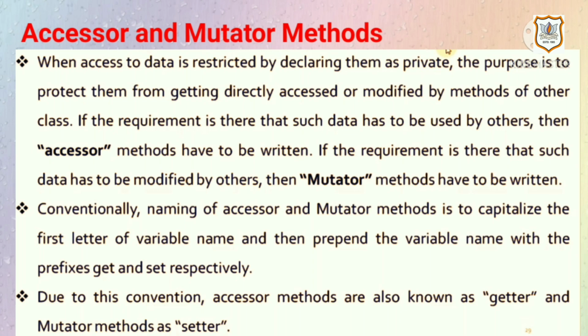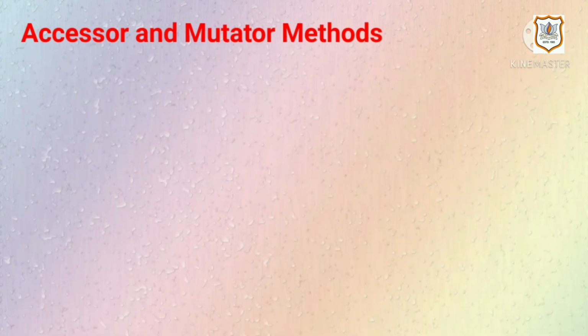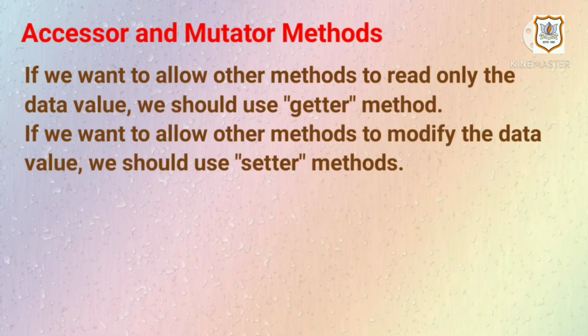Conventionally, naming of accessor and mutator method is to capitalize the first letter of variable name and then prepend the variable name with the prefixes get and set respectively. Due to this convention, accessor methods are also known as getter and mutator methods as setter. If we want to allow other methods to read only the data value, we should use getter methods. If we want to allow other methods to modify the data value, we should use setter methods.